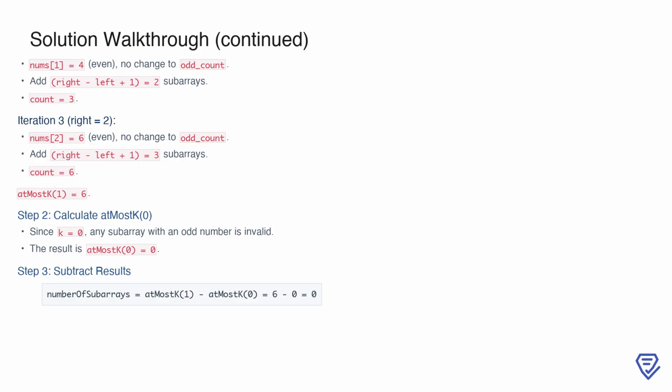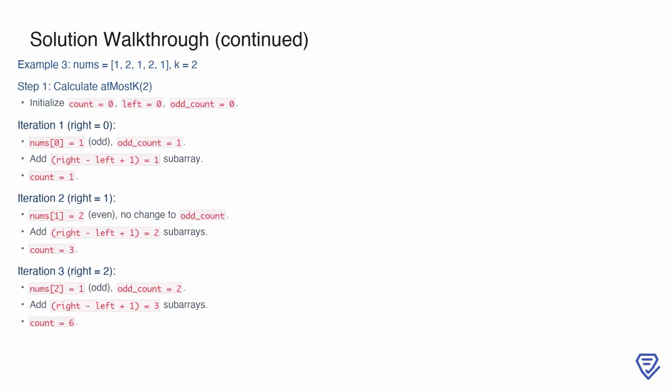Now, for atMost(0), since k is 0, any subarray containing an odd number is invalid. Hence, atMost(0) equals 0. Using the formula, the number of subarrays with exactly one odd number is atMost(1) minus atMost(0), which is 6 minus 0, resulting in 0.